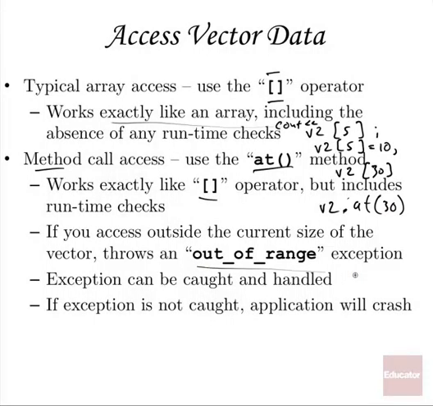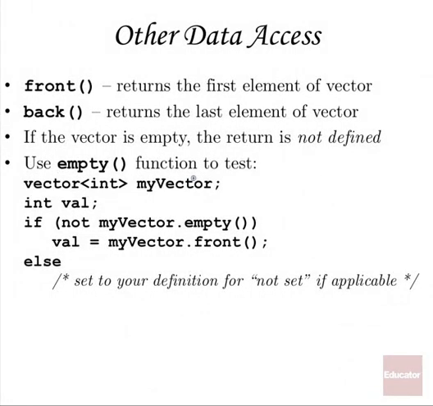You can catch that exception. You can do something with it. You can say, hey, something went wrong. There's a bug in the program, or the user gave me bad data, whatever your situation happens to be. But if it's not caught, it will crash just like a regular array operator. And with a normal, regular array, you do not have this facility. So vectors tend to be a better way of handling your arrays of data. Use a vector instead. So we have some other convenient data access.